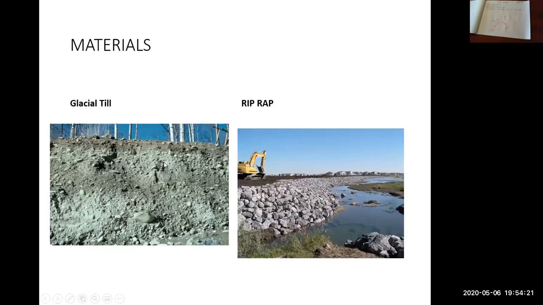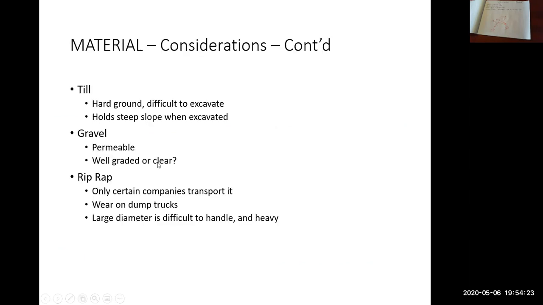It has a whole range of sizes of aggregates. Clear, when you see this word clear, so a 19 millimeter clear gravel, that means all the rock is 19 millimeters. There's no other sizes included. So that's like a drain rock. There's a large difference between 19 millimeter road base and 19 millimeter clear.